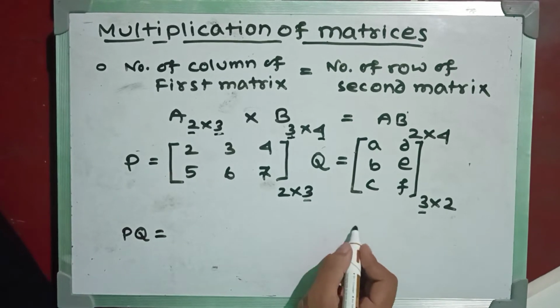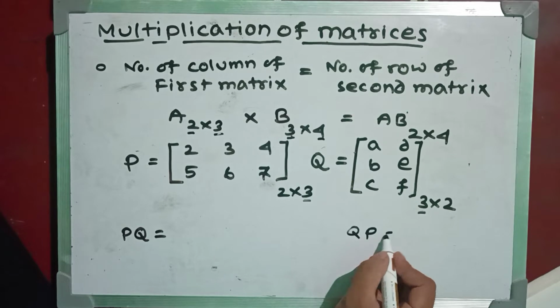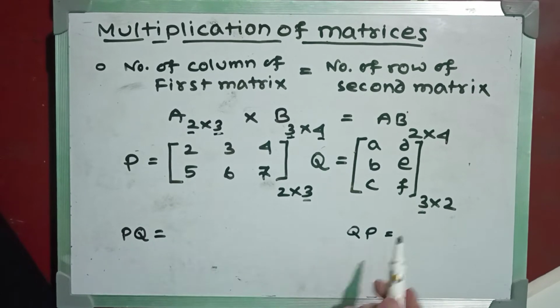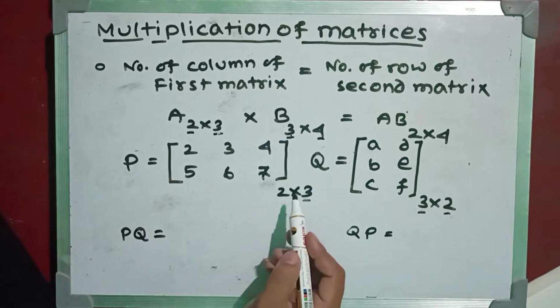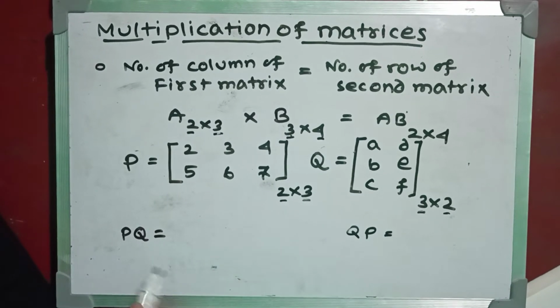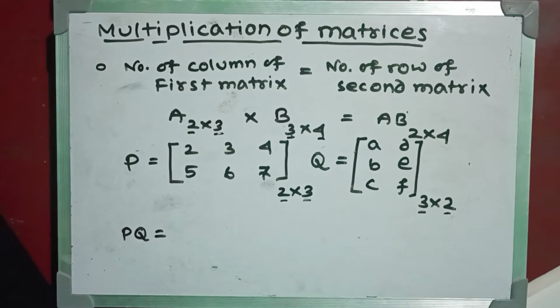Can you multiply QP? Yes, because in Q matrix the number of columns is 2 and in P matrix the number of rows is 2. So you can multiply that also. So now I am multiplying PQ.